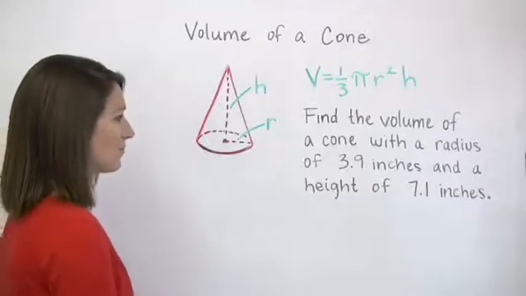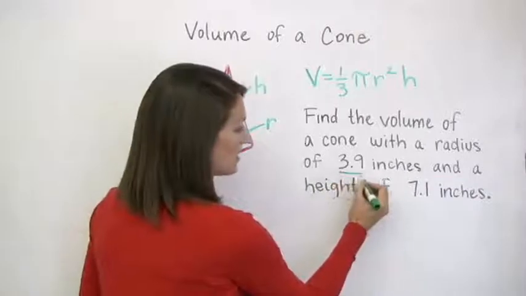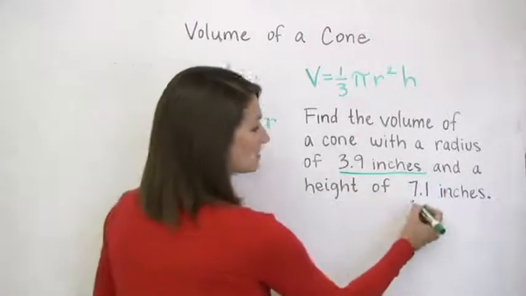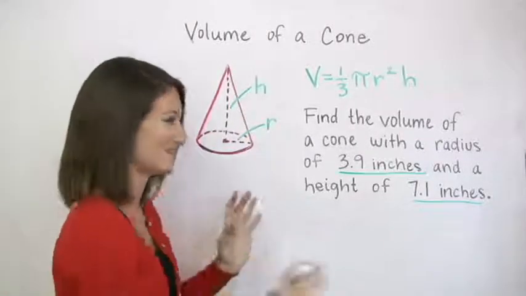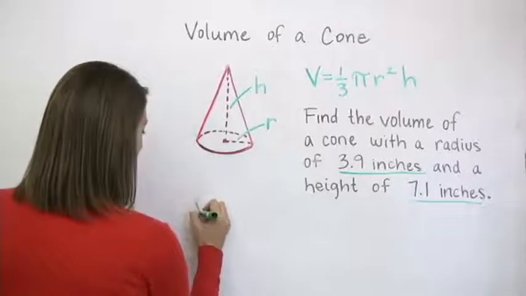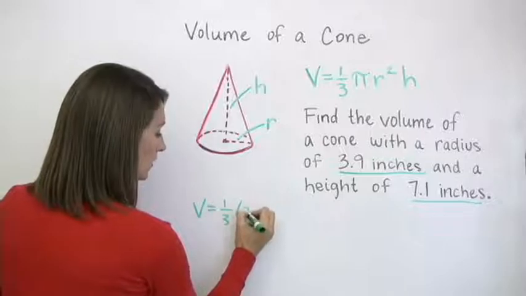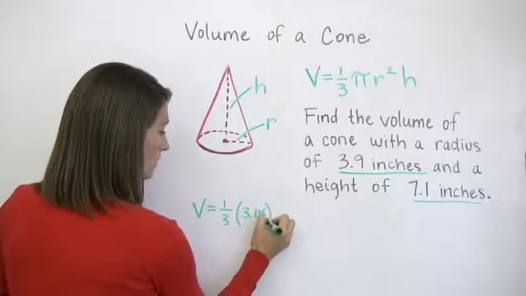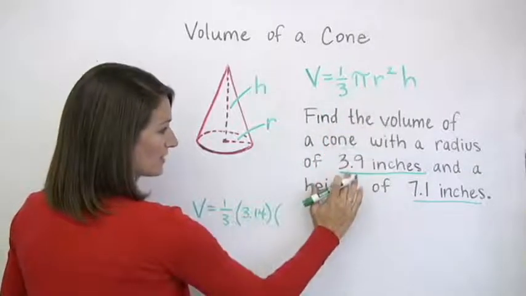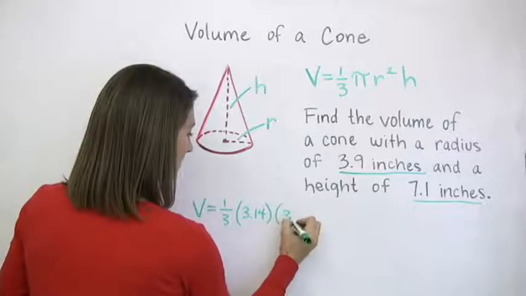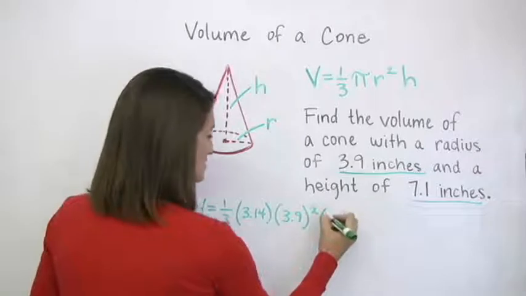Okay, so let's try an example. Let's suppose we need to find the volume of a cone with a radius of 3.9 inches and a height of 7.1 inches. So let's go ahead and plug these values into our formula and see what we get. So V is equal to 1/3 times pi, and again we're going to use 3.14. Now we need to multiply this by the radius squared, and our radius is 3.9. And then multiply this by our height, which is given as 7.1.